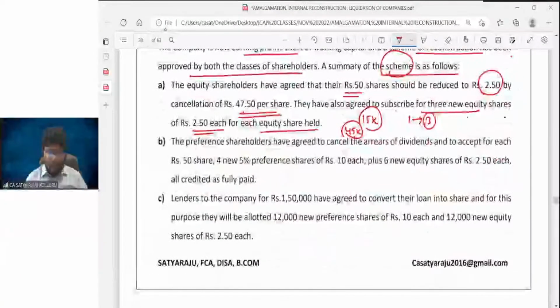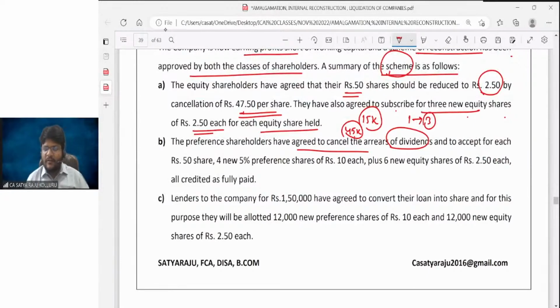Come to point number B. The preference shareholders have agreed to cancel the arrears of dividends. Sir, if preference shareholders have agreed to cancel the entire arrears of dividends, it means they are ready to sacrifice, so no need to pass any entry. Unrecorded liability sacrificed, no need to pass any entry. We already know the reason.